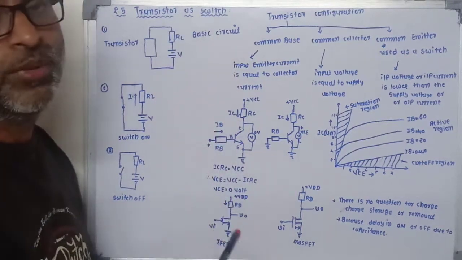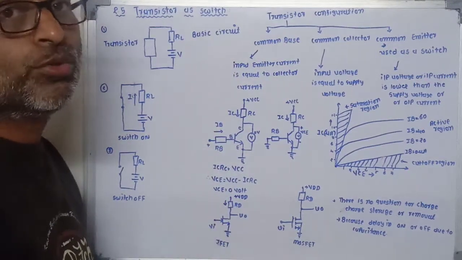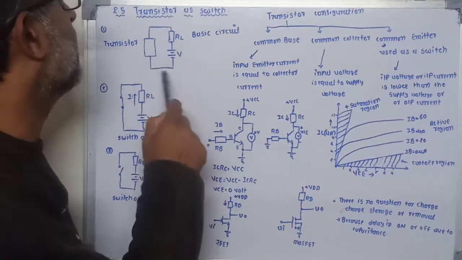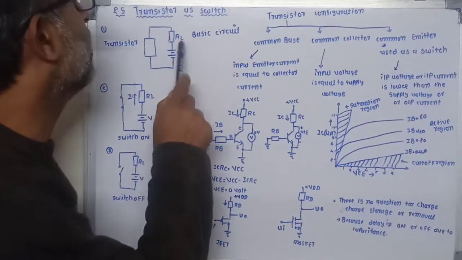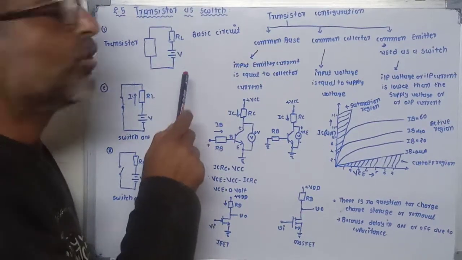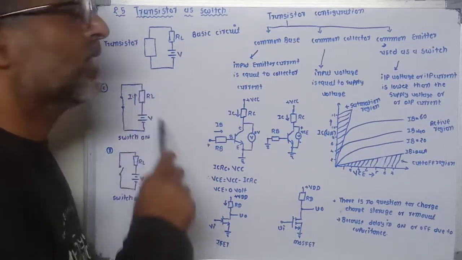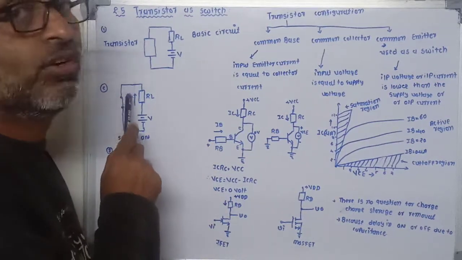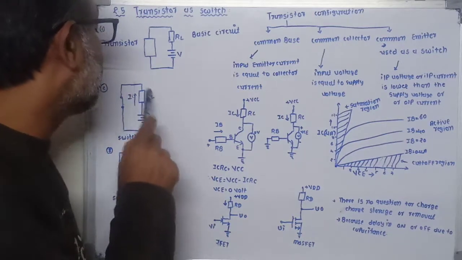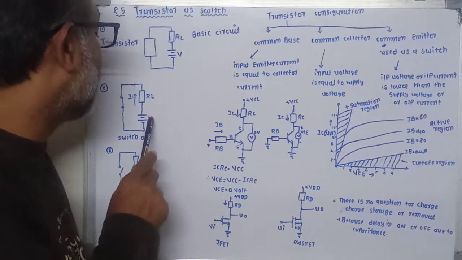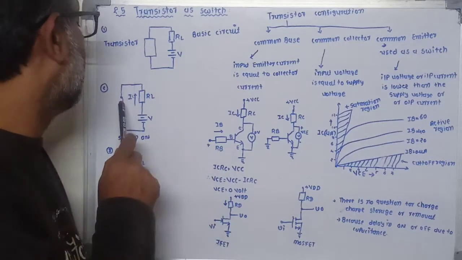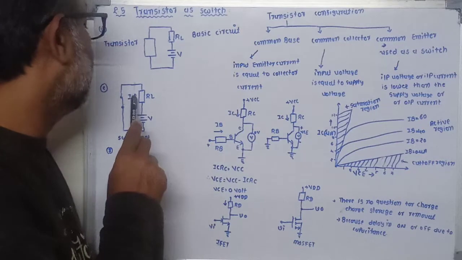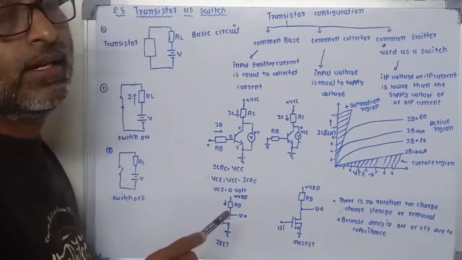Transistor as a switch. A transistor is also used as a switch. Let me show one circuit diagram. Here in this circuit, load resistance RL is connected to the supply voltage V through this transistor. When the transistor is in the on state, the load resistance RL is connected to the supply voltage V through this closed transistor. So due to this, current I flows through this load resistance.